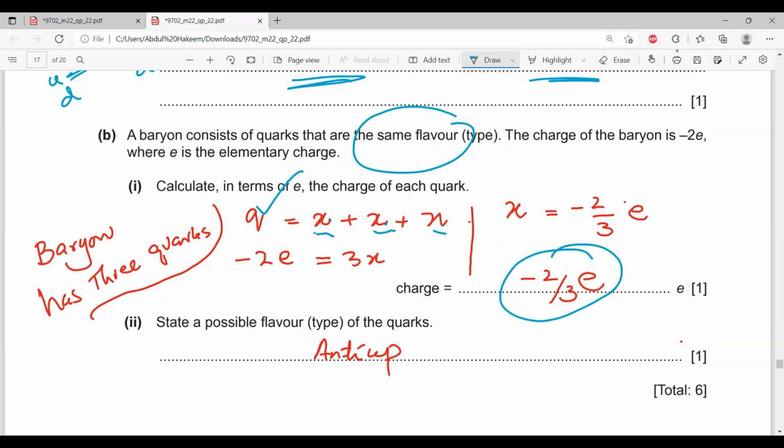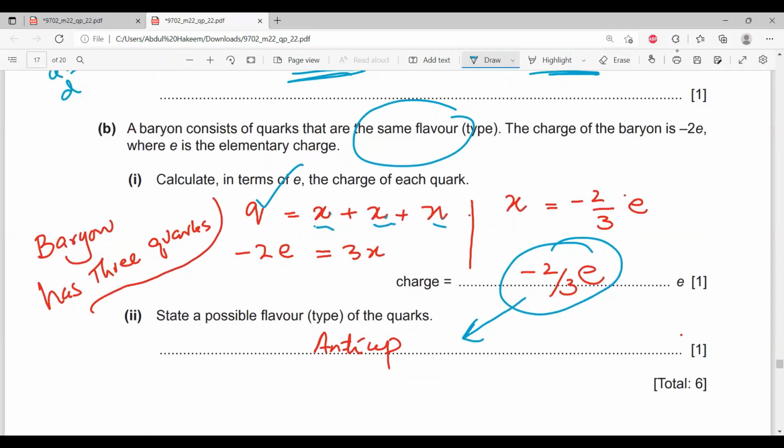And state the possible flavor of this quark. Look, this is an anti-up quark because the up is +2 by 3 elementary, so anti-up will be -2 by 3 elementary. So this is a paper.